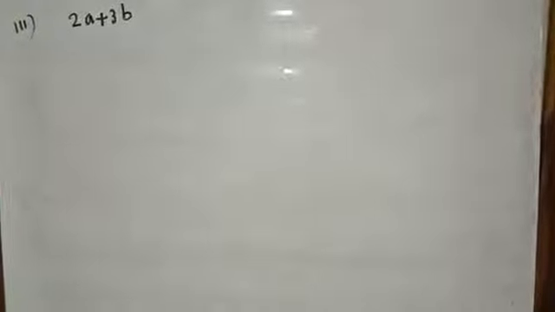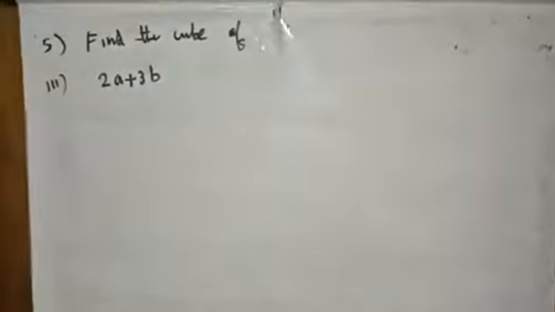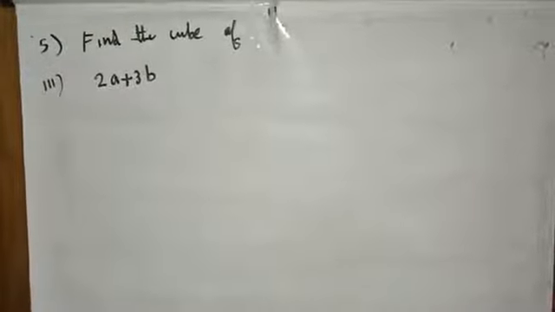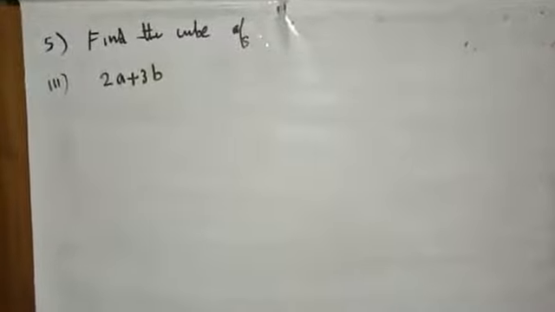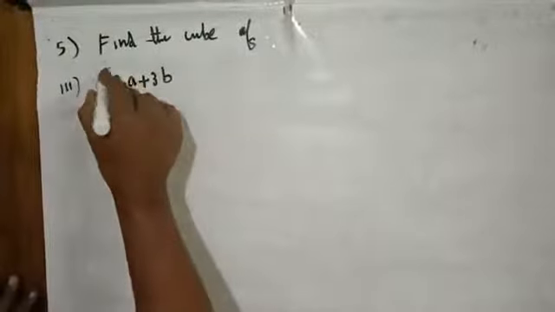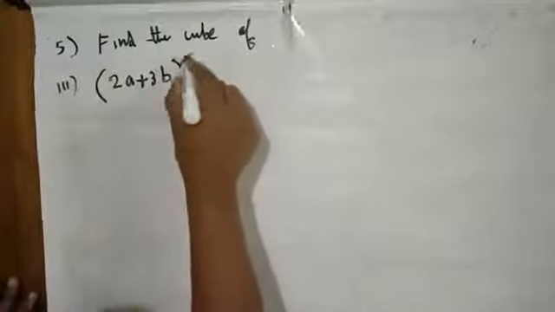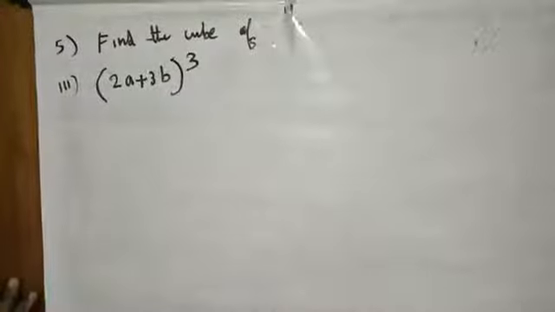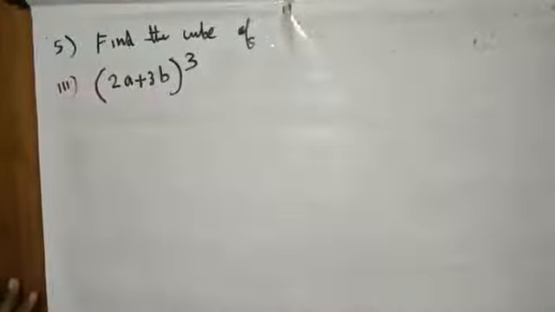Next question number 5. Find the cube of 2a plus 3b. So let us do 2a plus 3b the whole cube. Find the cube of means 2a plus 3b the whole cube. This is the meaning.